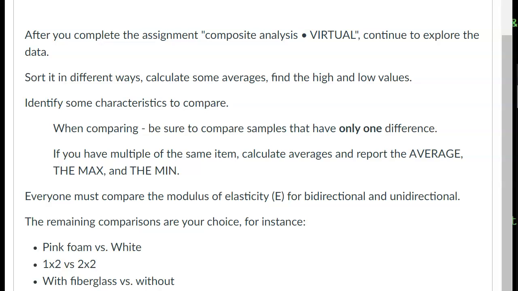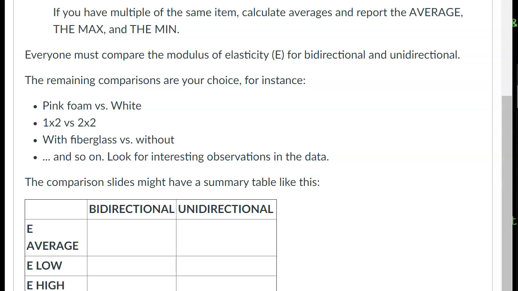Okay, everybody has to compare the modulus of elasticity for bidirectional and unidirectional. We had the class guess which was going to be stronger, the bidirectional or the unidirectional, and everyone except one person guessed it was going to be bidirectional. Now it's time to let the data speak for itself. So we're going to see what you find when you analyze the data. All right, the remaining comparisons are your choice. For instance, the pink foam versus white, the 1x2 versus 2x2, fiberglass and without fiberglass, kind of what the comparison is. So look for interesting observations in the data.